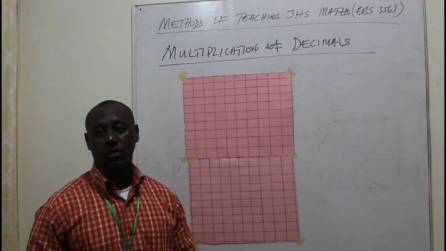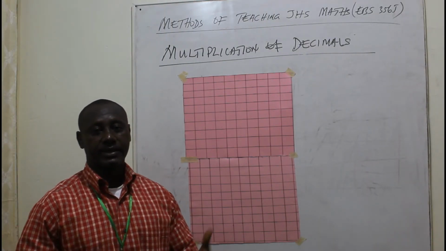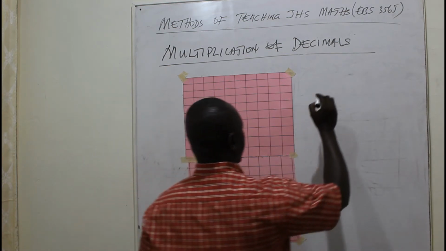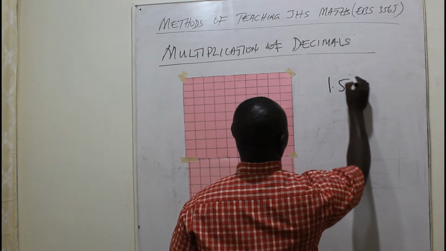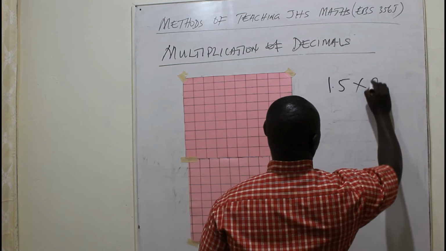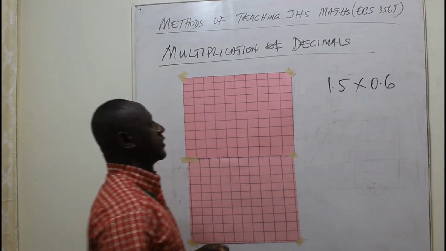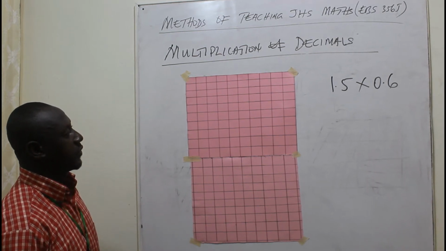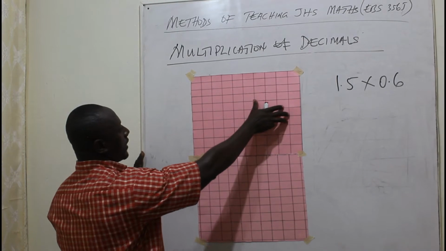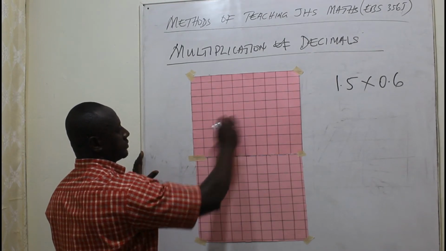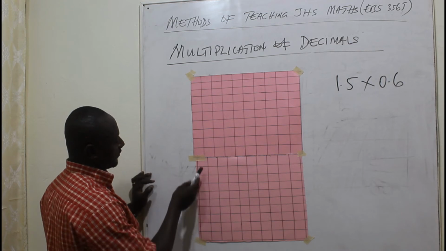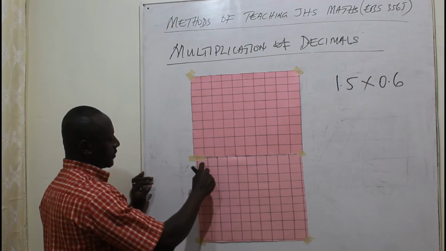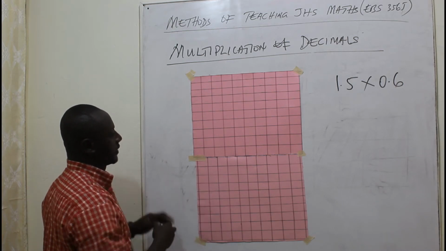Let's also extend the lesson to another level. At this point, I want us to find 1.5 times 0.6. 1.5 times 0.6. And so what it means is that for the 1.5, you need one whole, and then you pick 5 from this one.